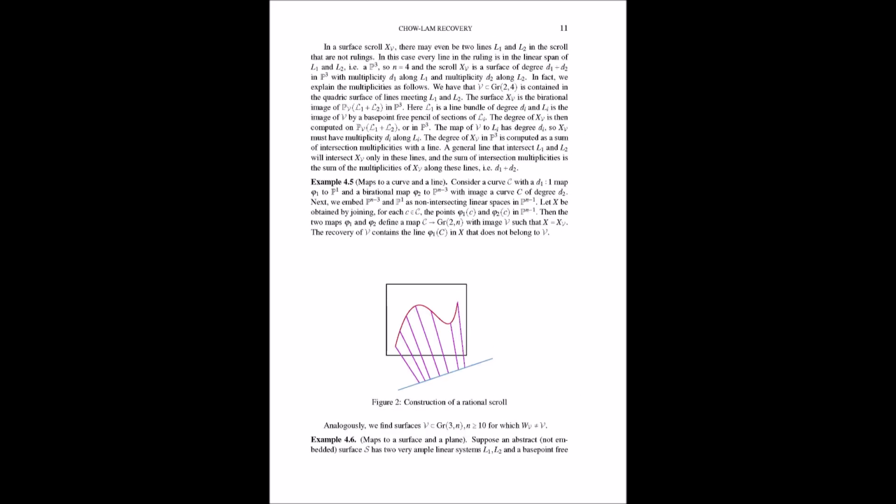Absolutely. So one area where Chow Lam recovery could play a role is in computer vision and image processing. Imagine you're trying to reconstruct a 3D scene from a bunch of 2D images. Oh, yeah, that's a classic problem. Right. And it turns out that this problem has a lot of similarities to recovering a variety from its projections. Interesting. So instead of thinking about varieties and Grassmannians, we're thinking about real-world objects and their images.